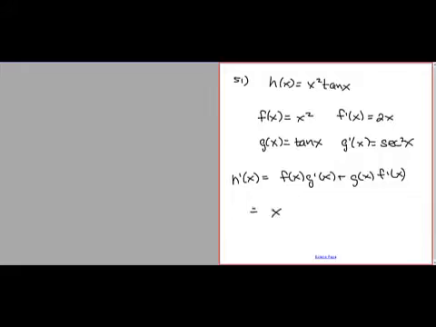So we take f of x times g prime of x plus g of x, which is tangent x, times f prime of x, and then we just clean it up a little bit. We can take away the parentheses, put the polynomial first, which it already is. Here we're going to take the parentheses away and move the constant to the front, then the polynomial, then the trig function. And that's your answer.